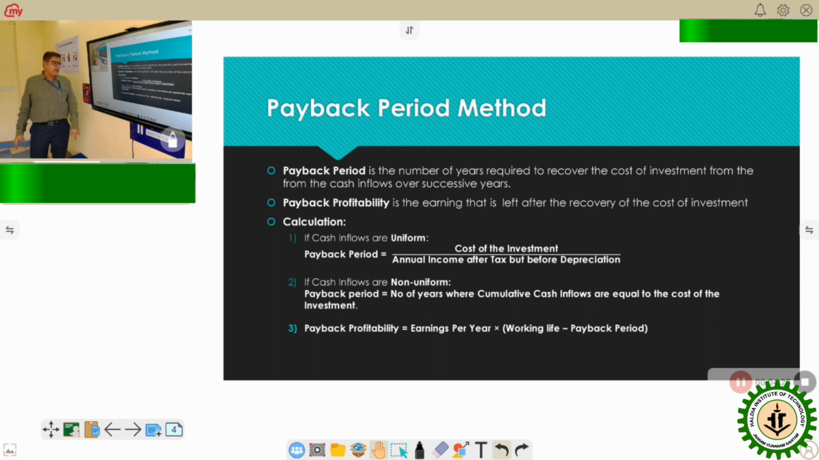Now consider that the cash flows are non-uniform. In that case, we will use the cumulative cash flow method and determine the payback period. There are two things: one is the payback period and the other is the payback profitability. Payback profitability is calculated by earnings per year multiplied by the difference of working life and the payback period.